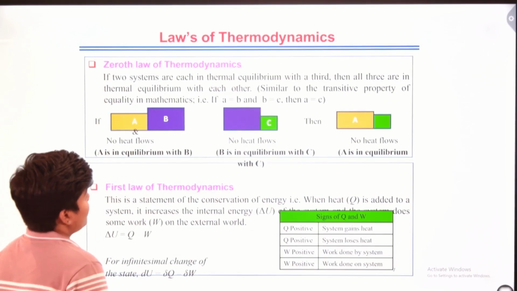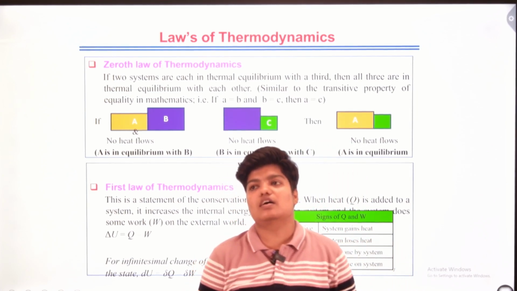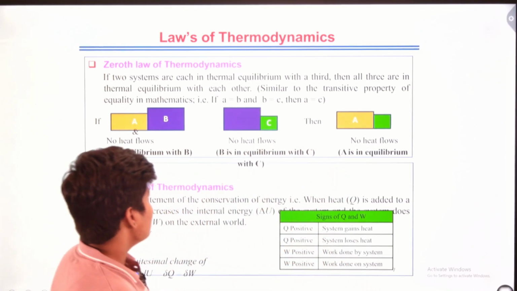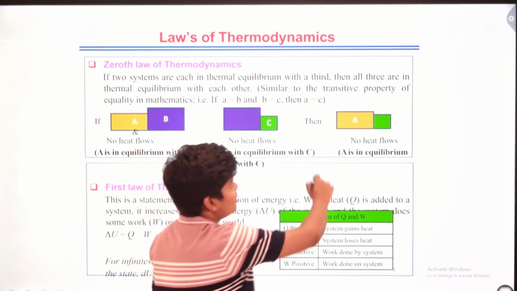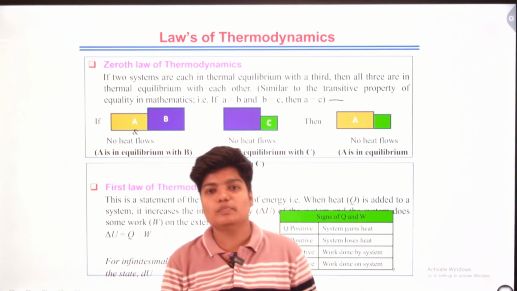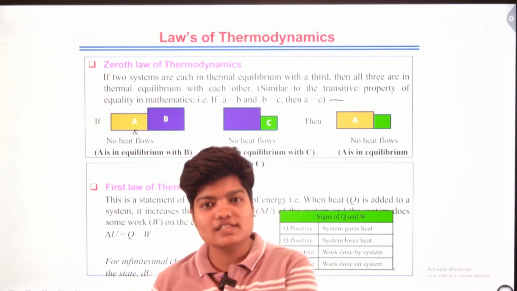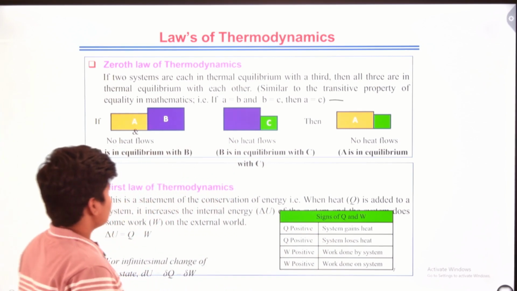Now we'll discuss the laws of thermodynamics. There are four laws: zeroth law, first law, second law, third law. First, the zeroth law of thermodynamics. It is similar to the transitive property of mathematics. If A is in equilibrium with B and B is in equilibrium with C, then A will be in equilibrium with C. Here it is the same.